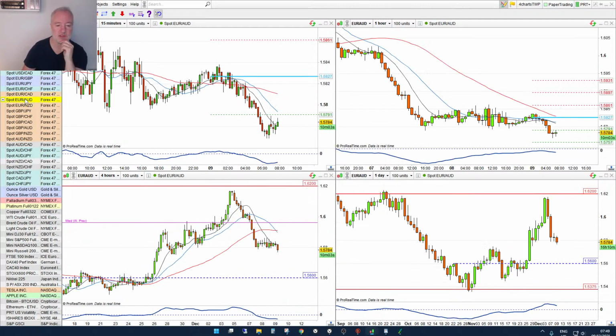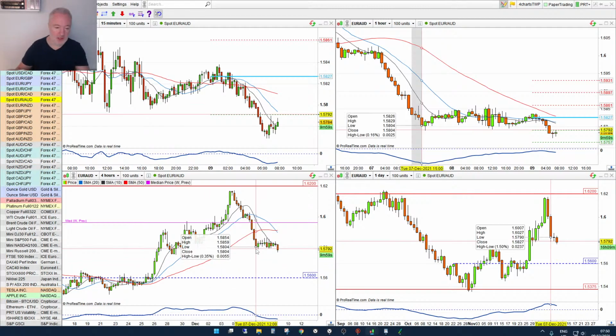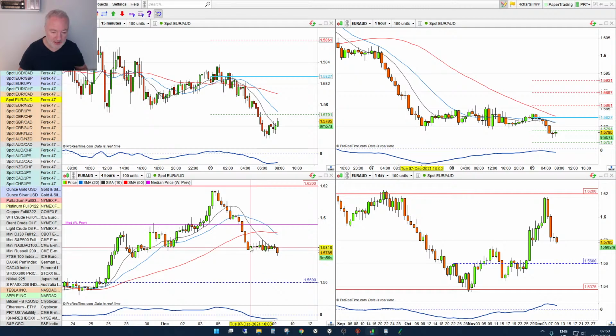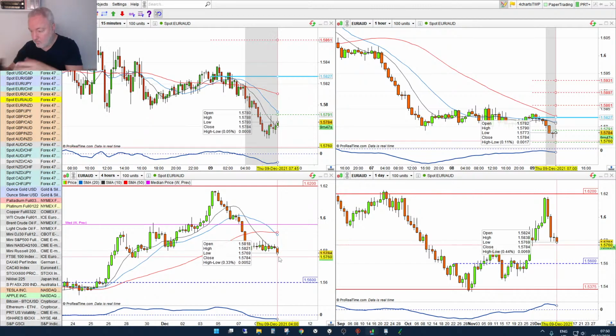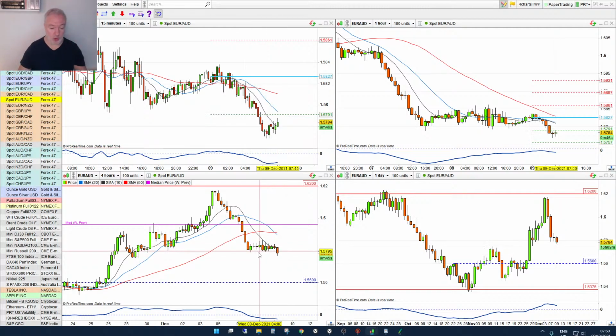So Euro Yen was the best one so far. Look at this consolidation here. That battle taking place. But what you haven't got, which might be this happening right now, is that break. So check this out.